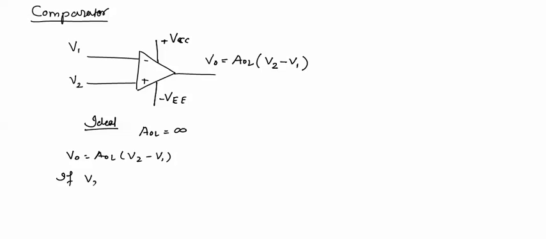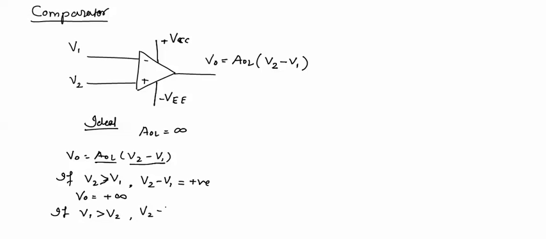If V2 is greater than V1, the difference may be slight or large. If V2 is greater than V1, then this term will be positive. V2 minus V1 is positive, then it will be multiplied with infinite, and V0 will be equal to plus infinity. Similarly, if V1 is greater than V2, then V2 minus V1 will be negative, because this time V1 is greater than V2. And if V2 minus V1 is negative, then this negative term will be multiplied with infinite, and output voltage will become minus infinity.